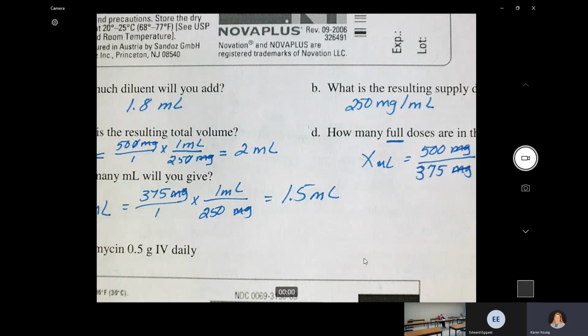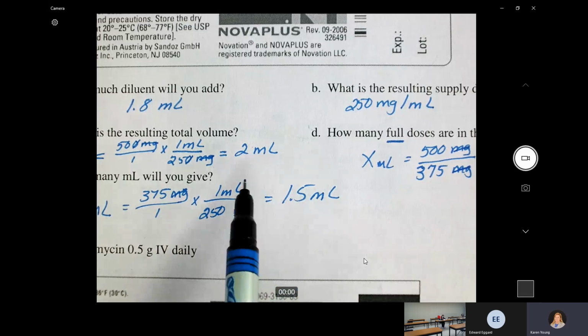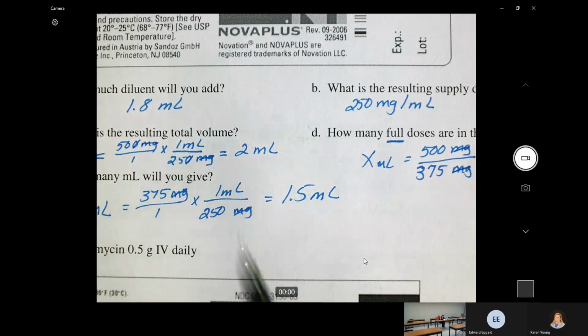So you can look at this information different ways. It doesn't always have to be calculated, the total medication divided by the doctor's orders. You can look at what you're giving and the total volume in the vial. And a lot of times you can look at it, especially if it's just 1 full dose, and say, oh, that's just 1 full dose. I don't have to do the calculations on it. All right.